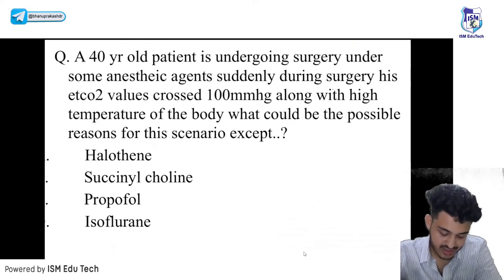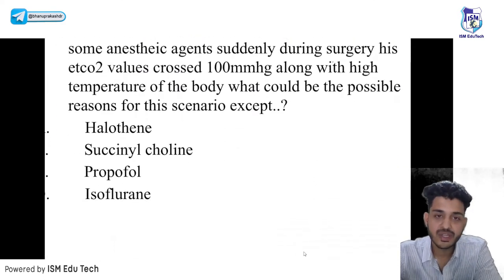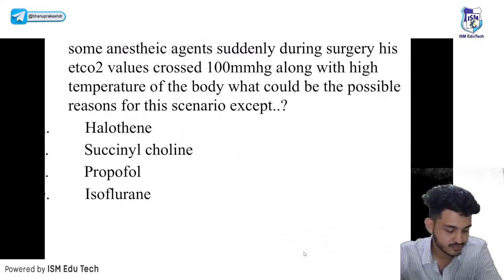Then answer this question. A 40-year-old patient is undergoing surgery under some anesthetic agents. Suddenly during surgery, his ETCO2 values crossed 100 mmHg with high temperature of the body. What could be the possible reason for this scenario? Except... we will discuss the doses of NMB.